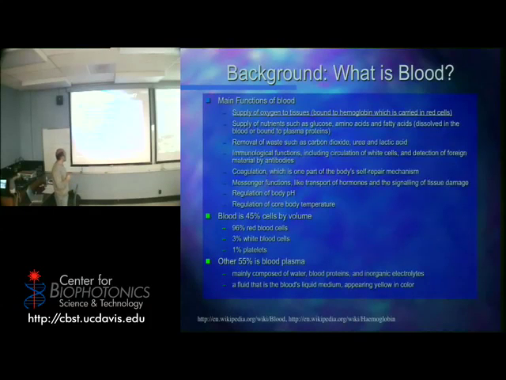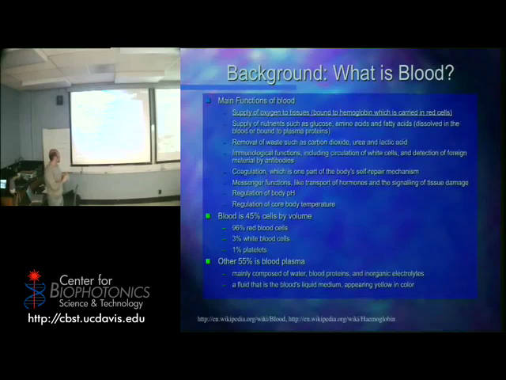Now, blood is 45% cells by volume. If we were to take some blood out of your body and separate it, let's say we took a liter out, which would be quite a bit, about 45% of that would be cells. And out of those cells, 96% are red blood cells, 3% are white blood cells, and 1% are platelets. So red blood cells are quite a bit.